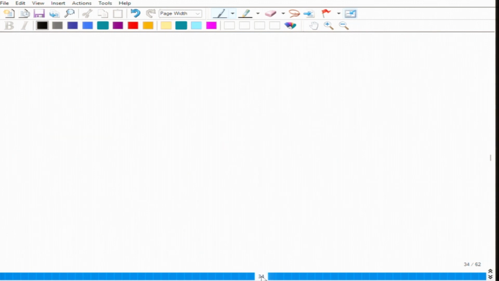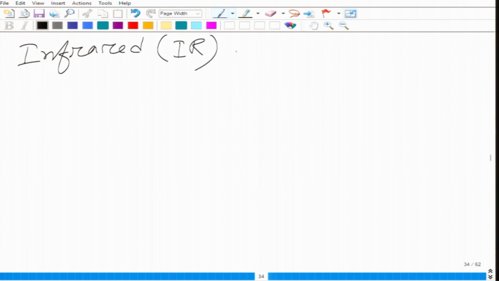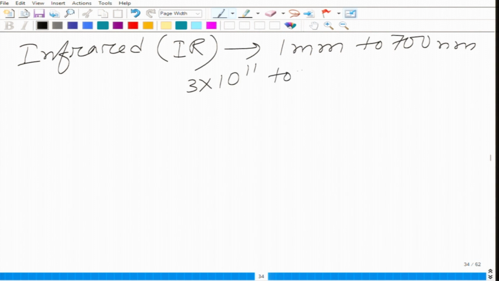So the next part of the spectrum is infrared or IR. IR also has multiple applications. The wavelength range of IR is 1 millimeter to 700 nanometer and the frequency range is 3 into 10 to the power 11 to 4 into 10 to the power 14 Hz.